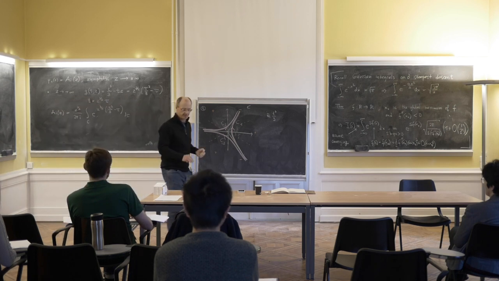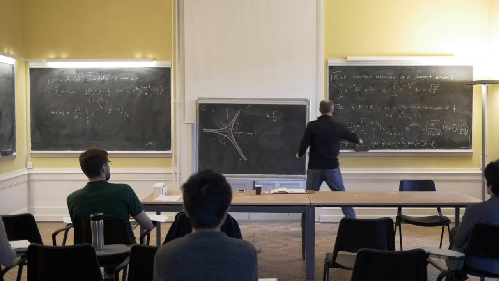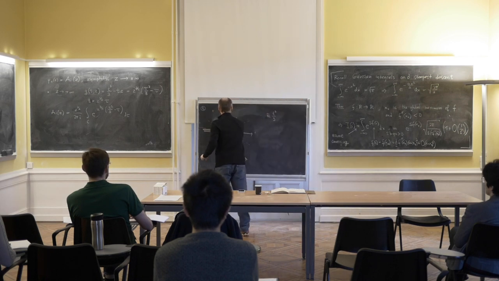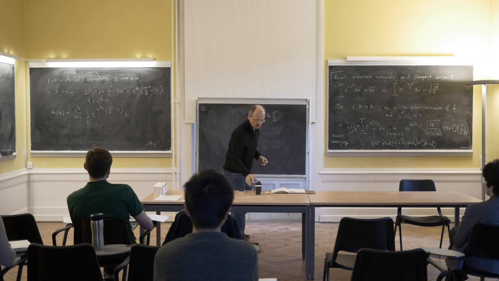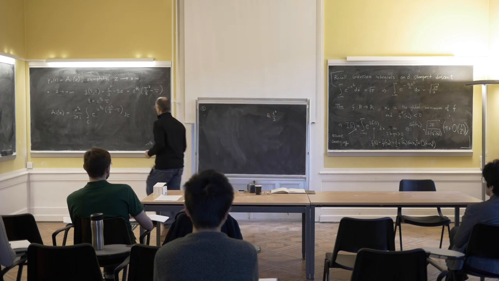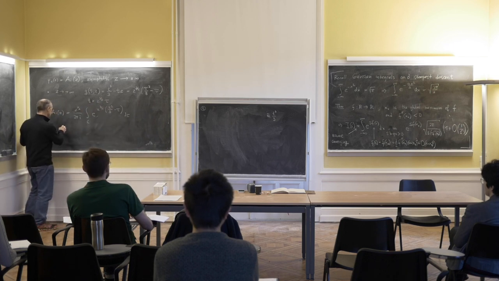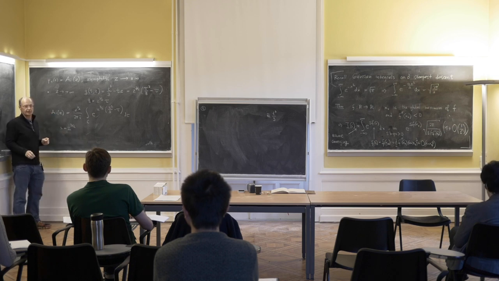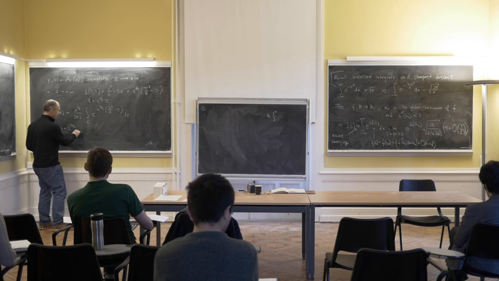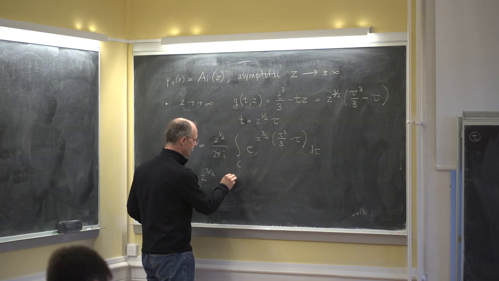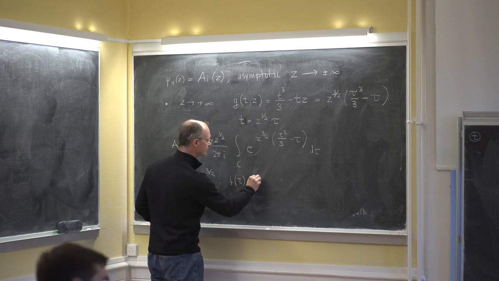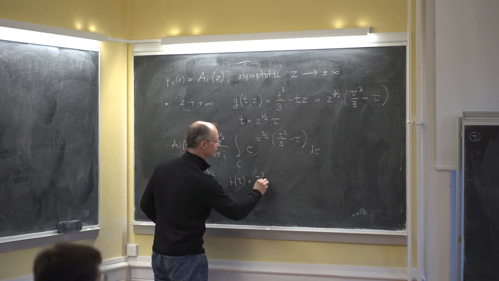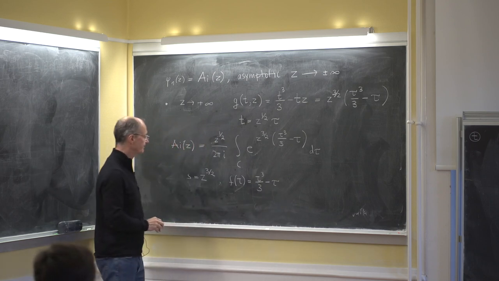Well, now look, we are actually more or less in the situation that I described before. So let me redraw. I will be redrawing the picture several times. So here in this integral, our parameter S is z to the power 3 half, right? So that's our large parameter. And the function f of tau is tau cubed over 3 minus tau.